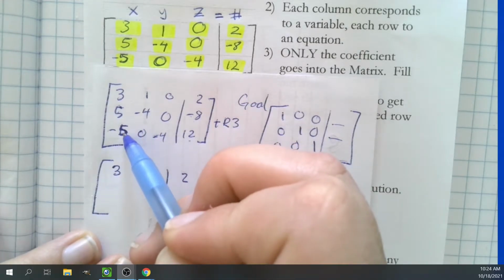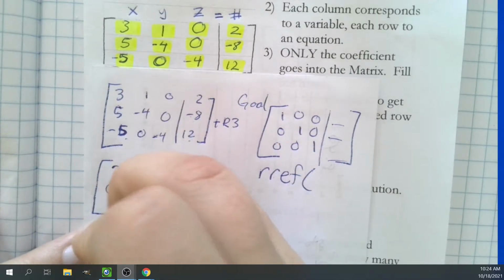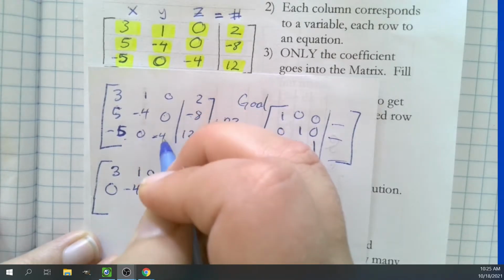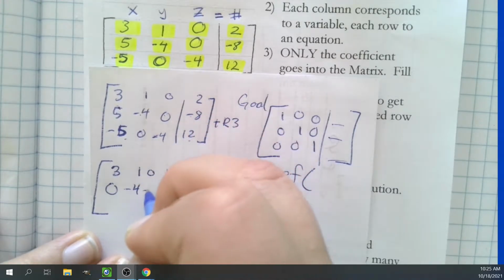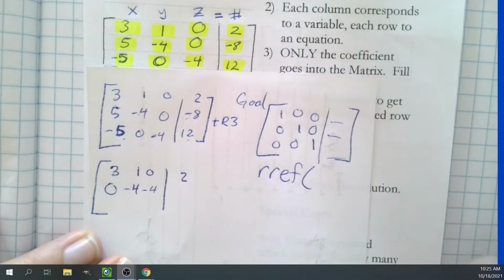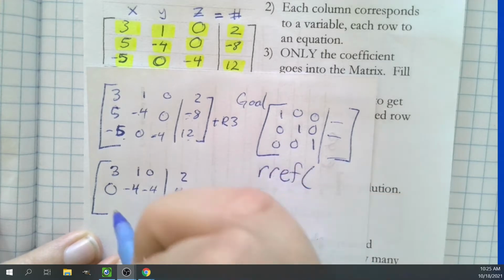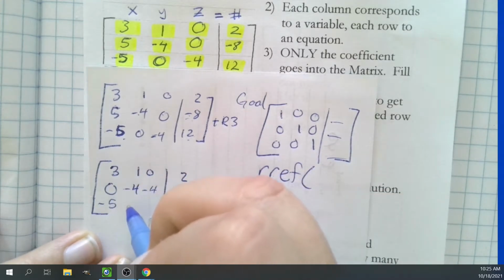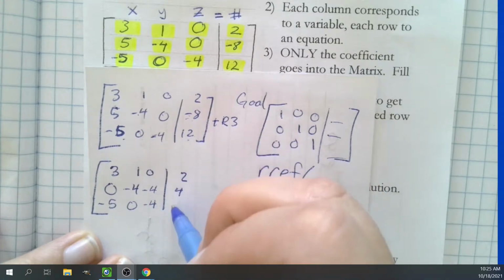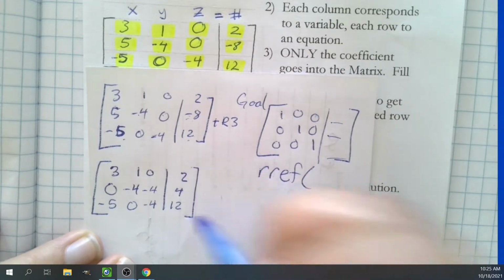Negative 5 plus 5 is? Negative 4 plus 0 is? Negative 4. 0 plus negative 4 is? Negative 4. Good. Negative 8 plus 4 is? Plus 4. It's just 4, yeah. So far, are you with me?